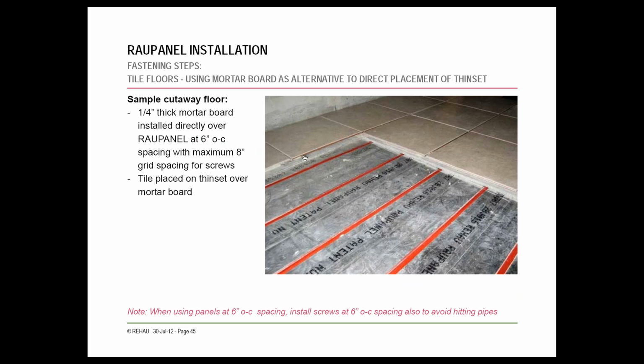So this, as just mentioned, has a 1/4 inch mortar board directly over the Rao panel. And as you can see here, there's no plywood strip, so this is 6 inch on center installation, and then the tile is placed on thin set over the mortar board.